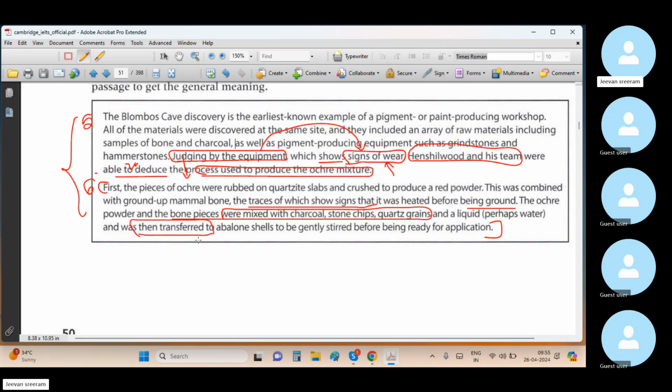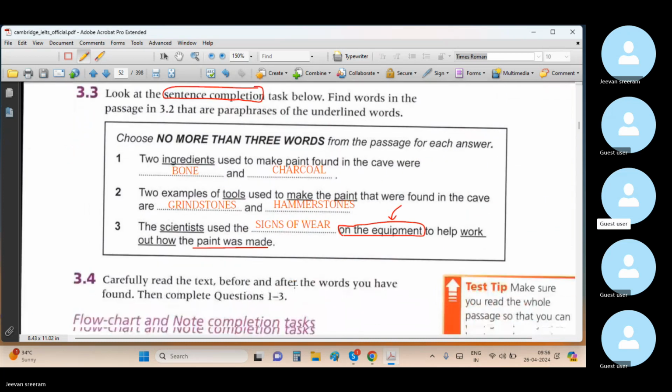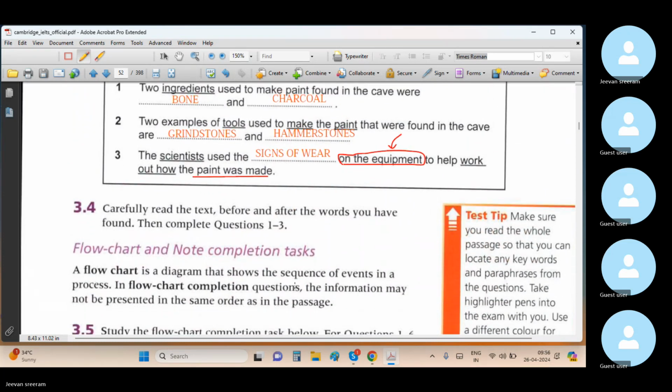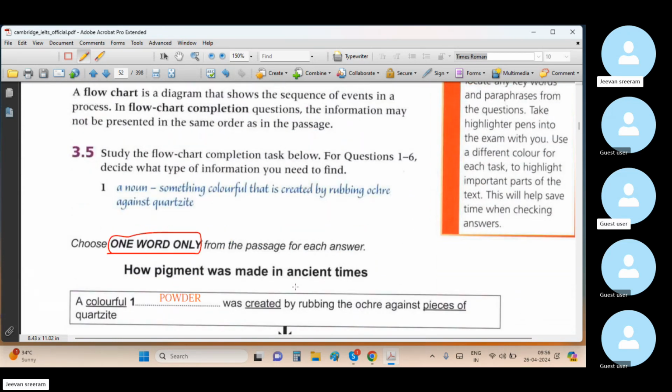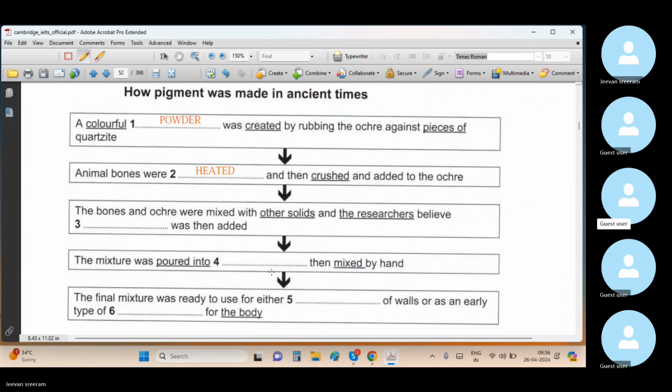What was actually mixed with ochre after adding the solids like charcoal, stone chips, and quartzite grains? After mixing with charcoal, stone chips, and quartzite, what was added? Liquid. Any liquid; you can even write water.